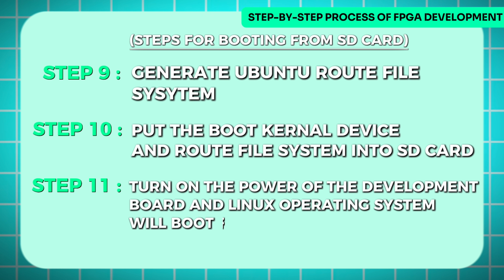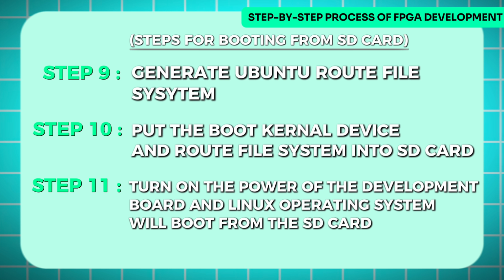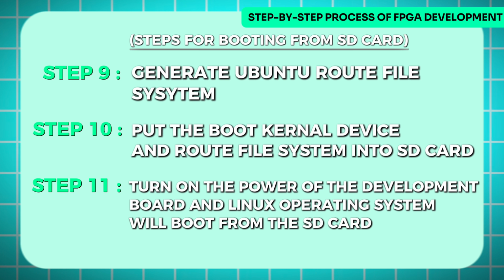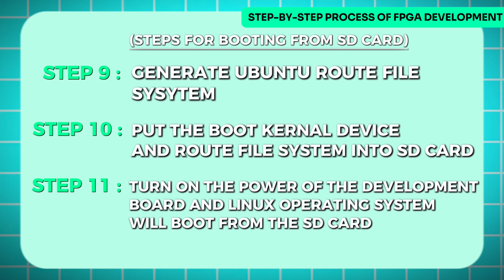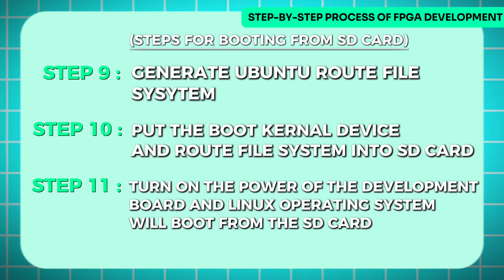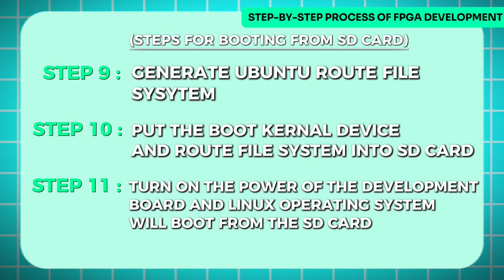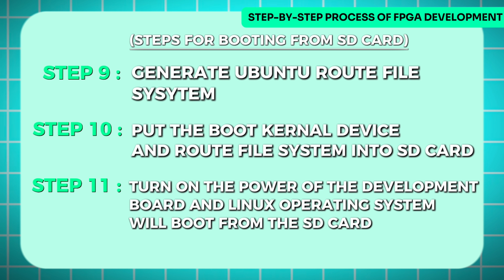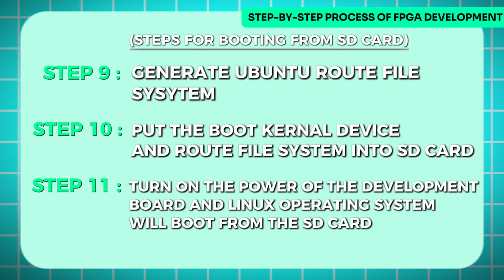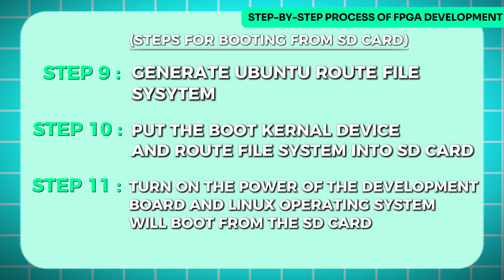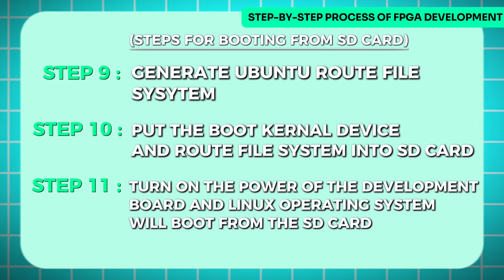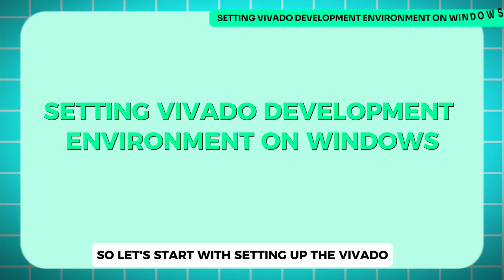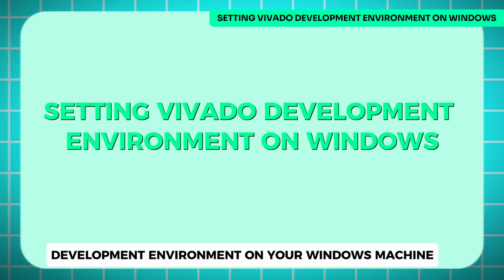Alright, turn on the power of the development board, and the Linux operating system will boot from the SD card. Alright, so this is the entire process of FPGA development which we follow in almost every application where we are using Linux. And I know it's a lot to do, and that is why I'm starting this series. So here we'll learn from very basic, like writing a hello world program, and then we'll be writing some complex image processing applications in the later part of the series. So let's start with setting up the Vivado development environment on your Windows machine.